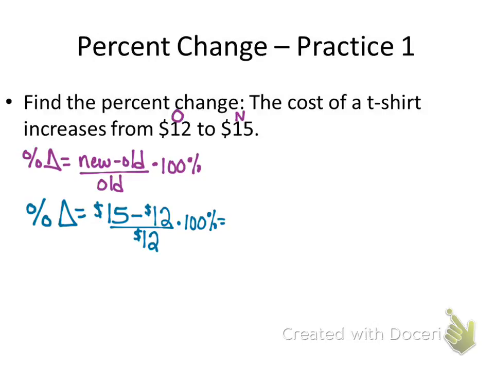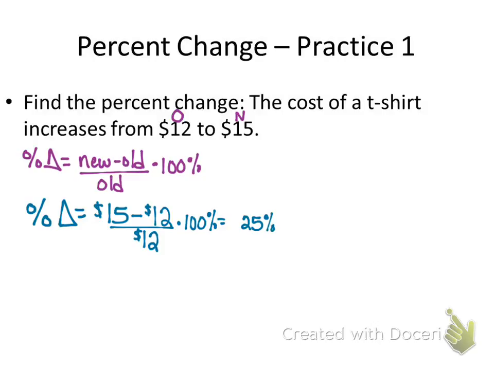25. Okay, 15 minus 12 equals 3. Then you divide it by 12 times 100. Now, we're talking about percent change, right? So it's going to be 25%.